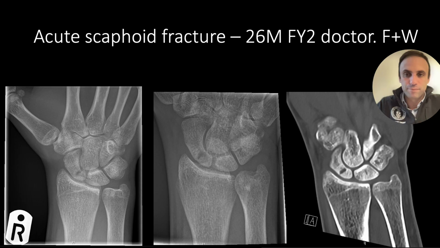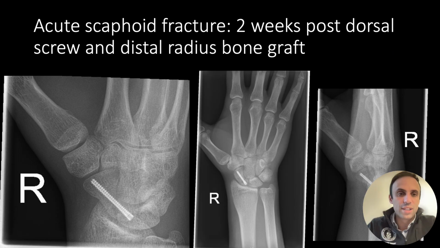So for that, I offered him the pros and cons of time in a cast versus surgical fixation, and I also offered him a bone graft at the same time in order to fill the cyst, which is already starting to develop. These are radiographs taken 2 weeks post the dorsal screw and also the distal radius bone graft.